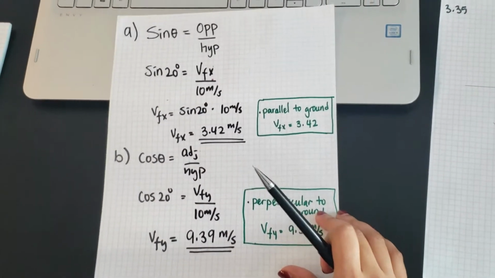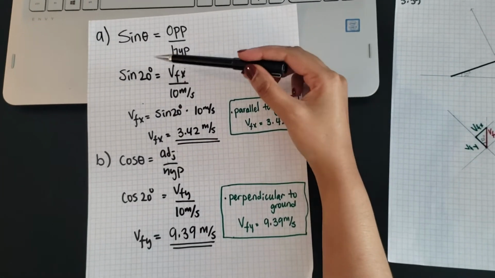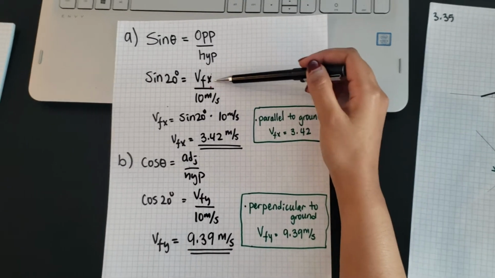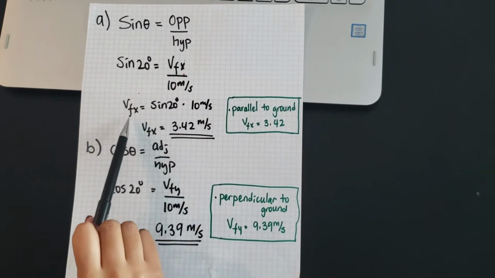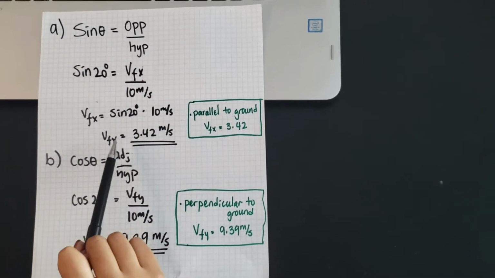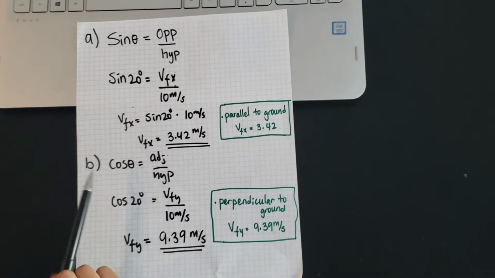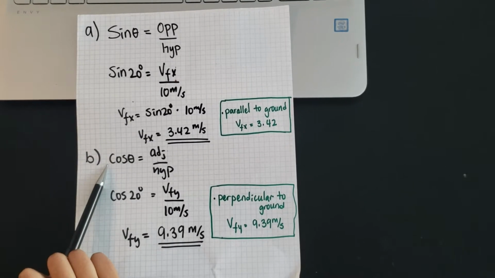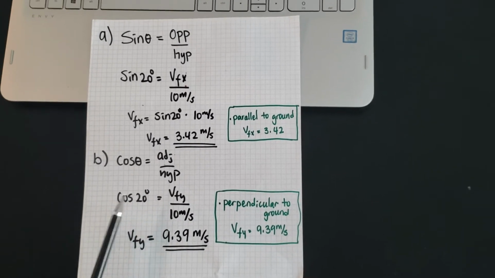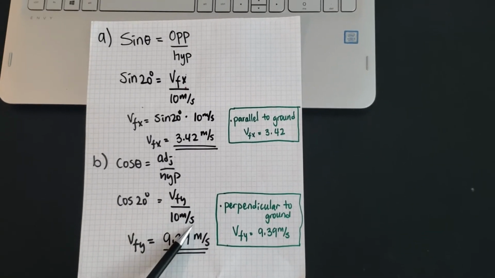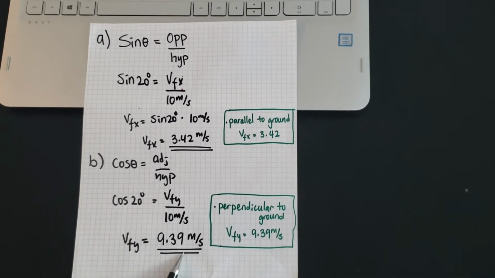For part A, we're going to use the sine function, which is opposite over hypotenuse. So we're going to plug in what is known, and we'll solve for what is unknown. So the final velocity in the x direction, which is parallel to the ground, is going to be 3.42 meters per second. For part B, we're going to use the cosine function, which is adjacent over hypotenuse. So we're going to plug in the known, cos 20, and the final velocity 10 meters per second. And the final velocity perpendicular to the ground is going to be 9.39 meters per second.